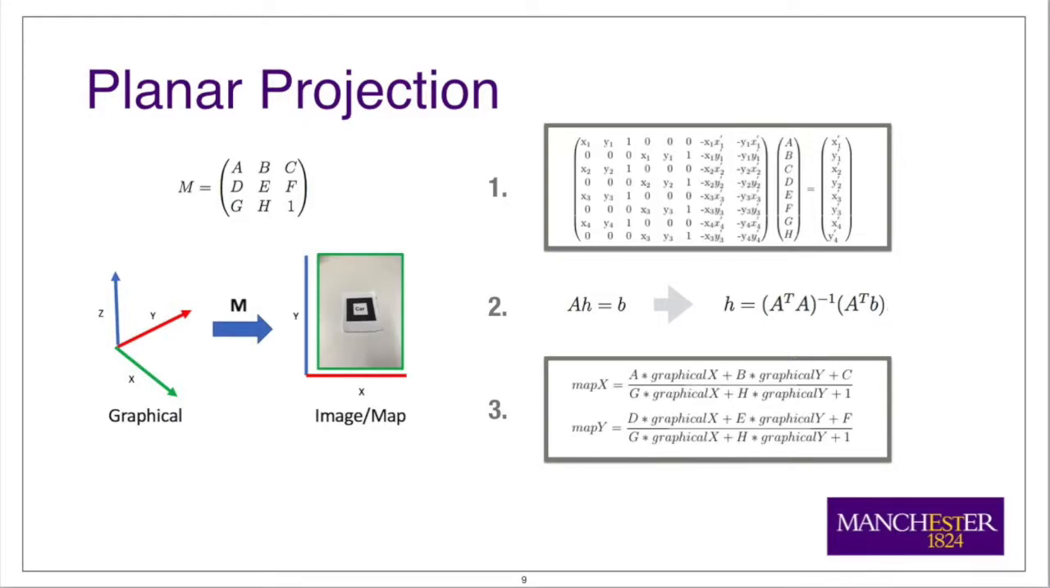1. The 4 graphical points are xn, yn, and image points are x'n, y'n. The equation 1 can then be rearranged to get all the elements of matrix M, following the steps of equation 2. The values in M can then follow the calculation in equation 3 to go from graphical to map. The calculated points can then be indexed into the map, where a value can be obtained to check if the position is safe to move into.